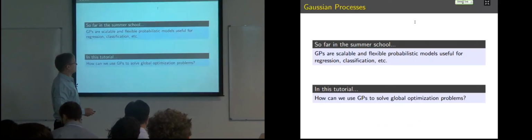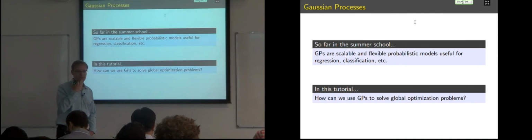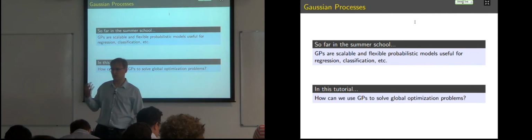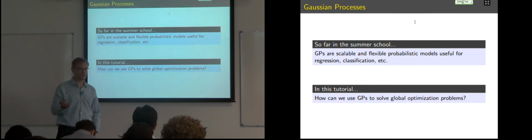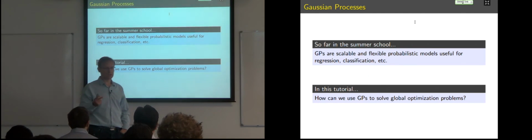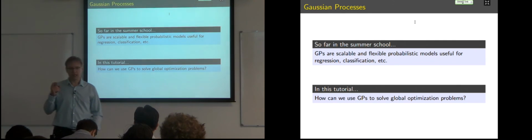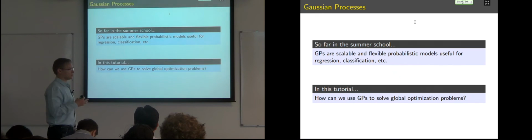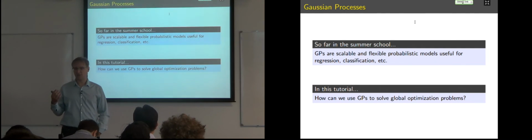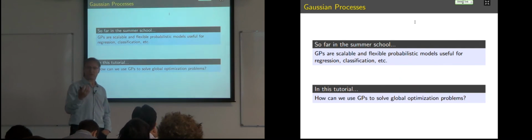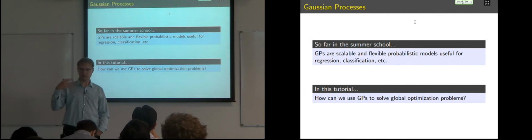So far what you have seen in the summer school is that Gaussian processes are very powerful tools to do probabilistic modeling, and you can do all sorts of stuff with these techniques. You can do regression, you can do classification, and many other types of things. So this talk is about how you can use Gaussian processes to solve a different type of problems, which are not necessarily modeling problems, but in which somehow there is a model involved to solve the problem that you have.